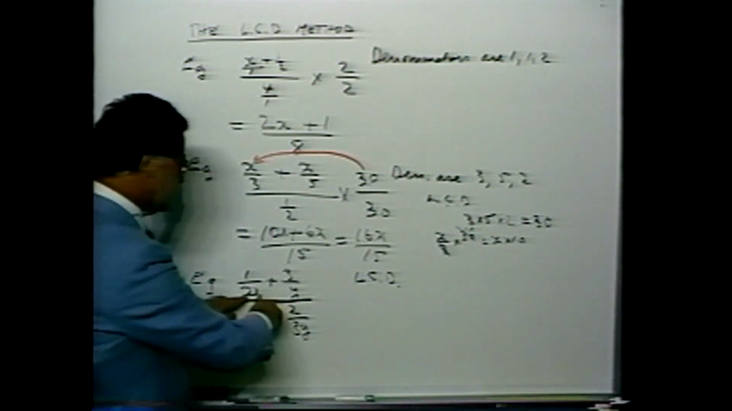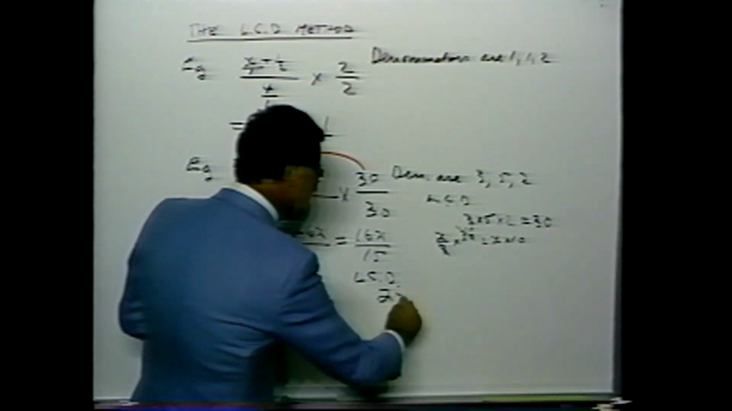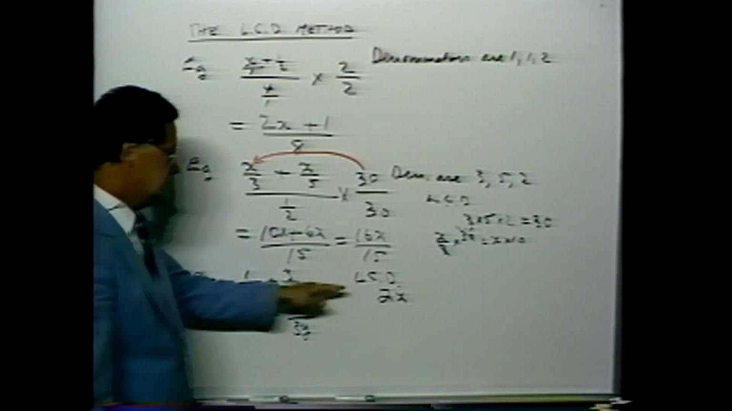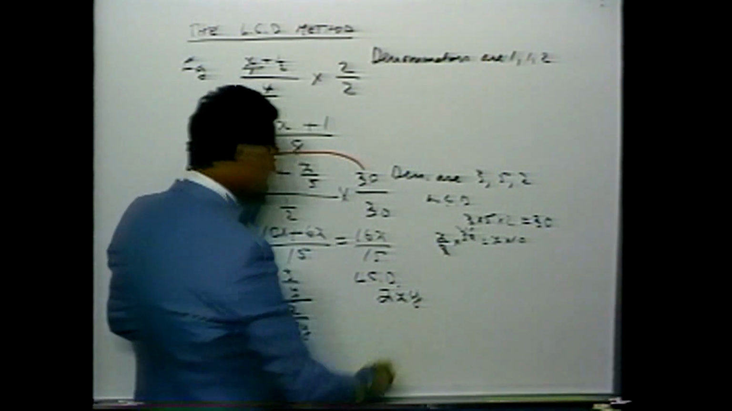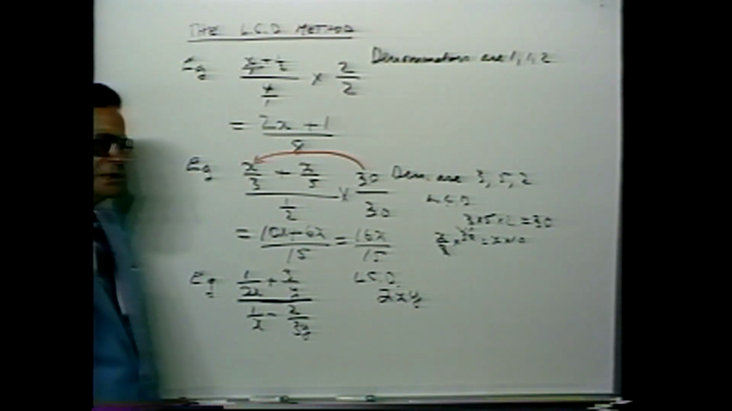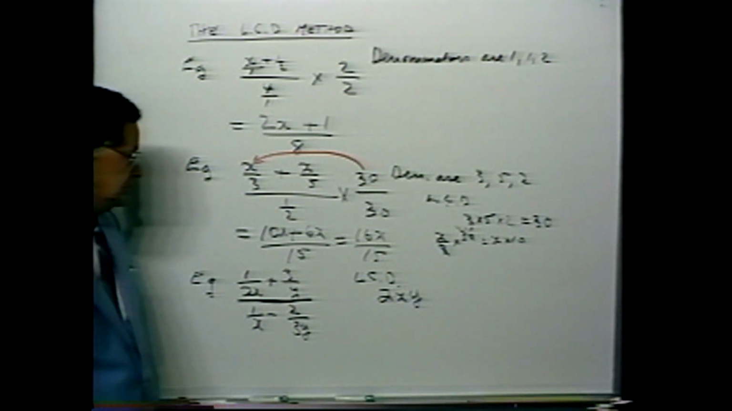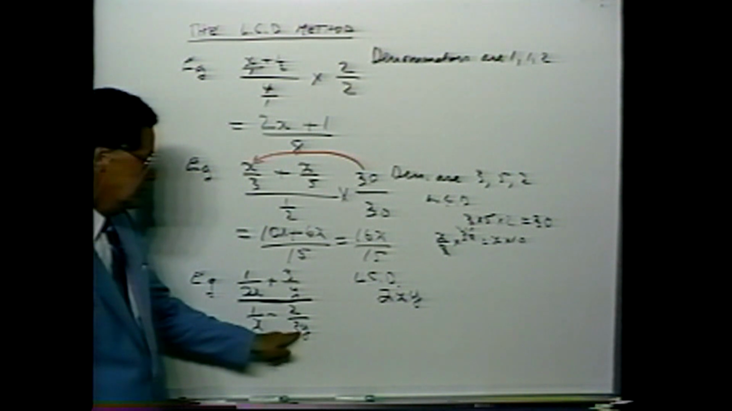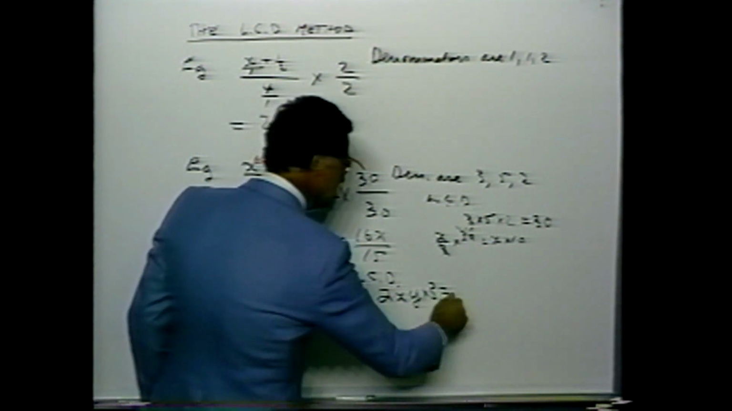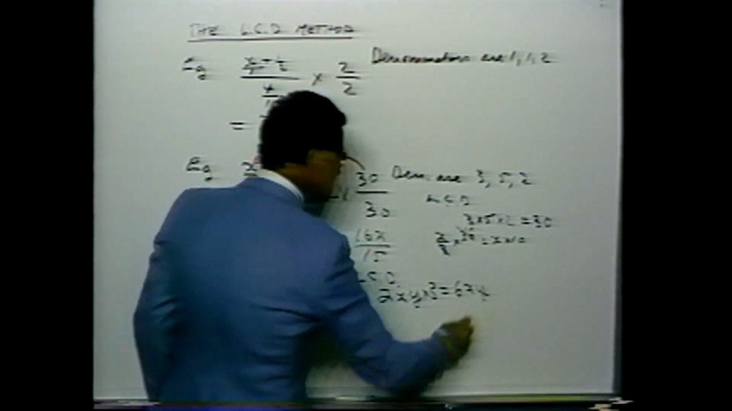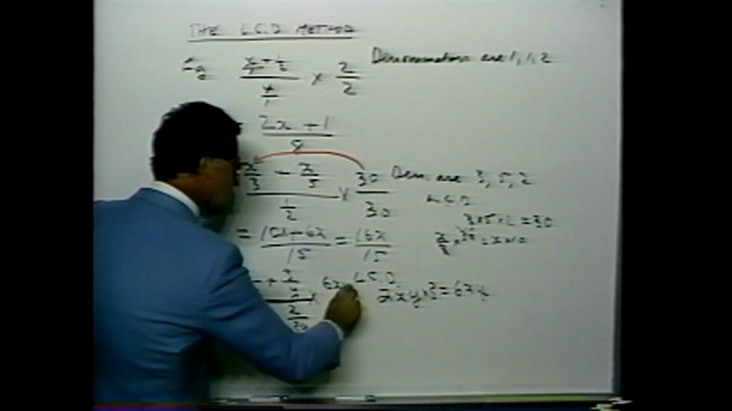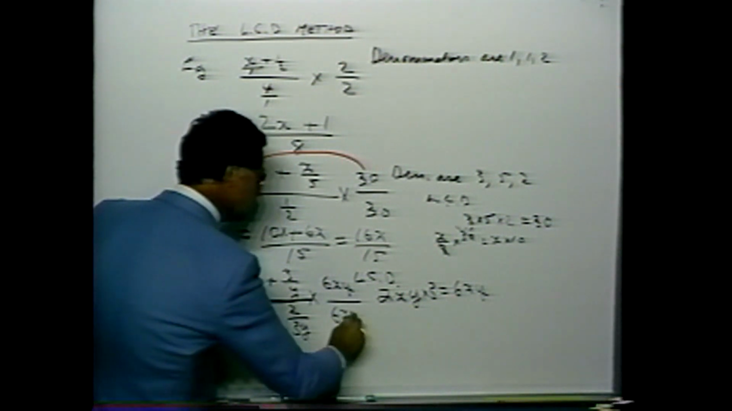In the LCD builder, the first factors are members of it. Y is not represented. Include y. X, well, x is already represented, so we don't need that. Only the 3 is not represented, so we include 3. So 6xy is the lowest common denominator. So you multiply this by 6xy over 6xy.